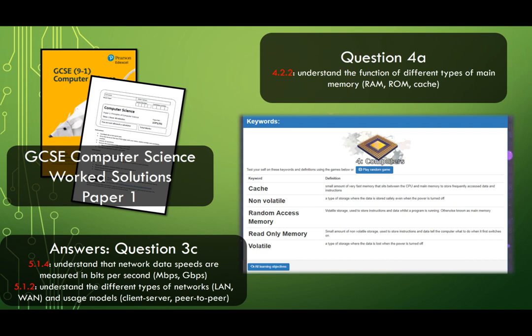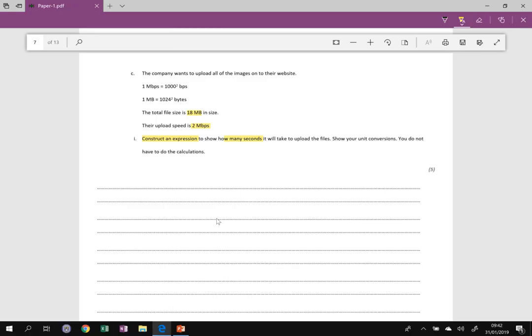So in this video we're going to go through how to get to the answers for question 3c, which is about file size and network transmission speed. And we're also going to introduce the keywords and concepts for RAM and ROM for question 4a. So remember, you can access this past paper through a link in the description underneath the video.